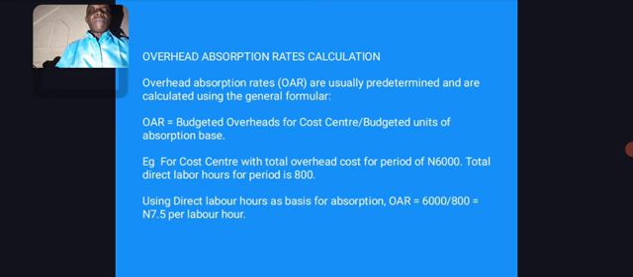Just as we mentioned before, there are other bases which will include direct wages, direct materials, and units produced, among other bases. It depends on what the firm has found practical to use in the organization according to the nature of their production.